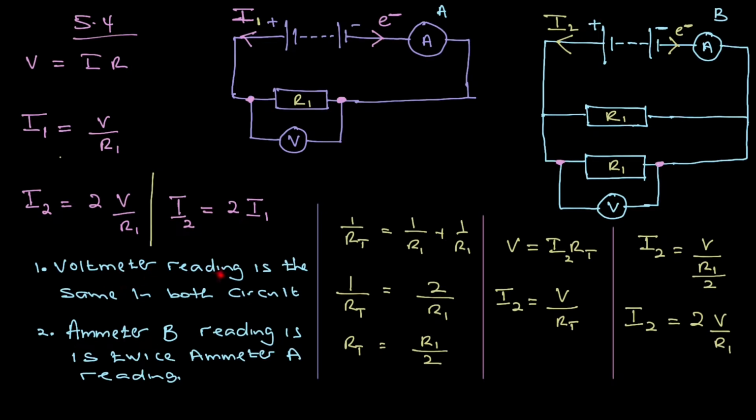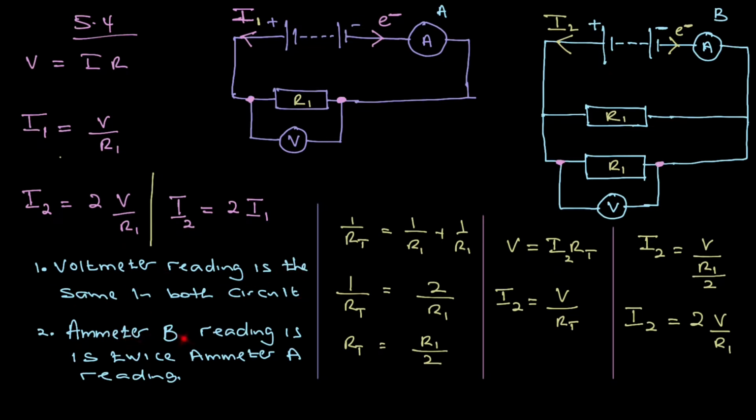The voltmeter reading is the same in both circuits because the voltmeter is measuring the voltage across the resistor, and this voltage is still the same. Because they're in parallel, they will have the same voltage. Parallel resistors always have the same voltage, and because R1 is the same here, they too will have the same voltage. So the voltmeter reading is the same in both circuits.